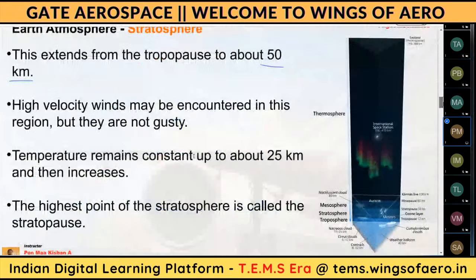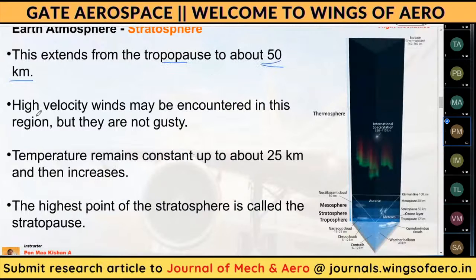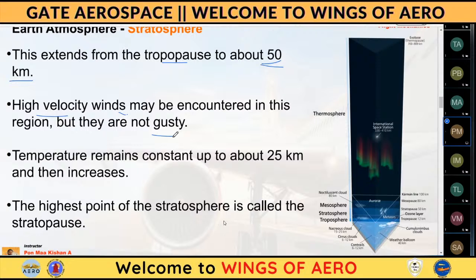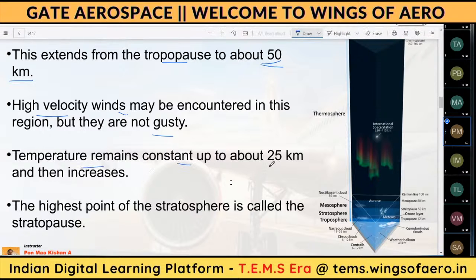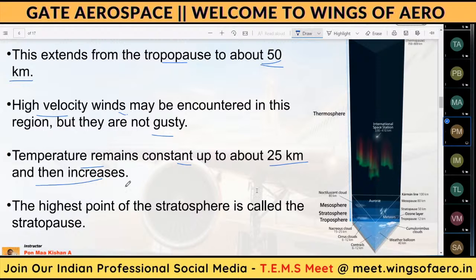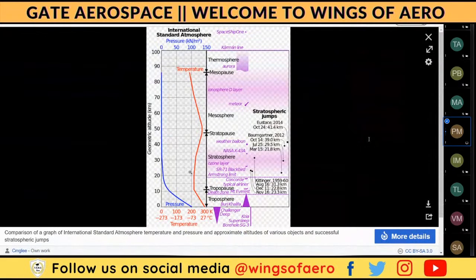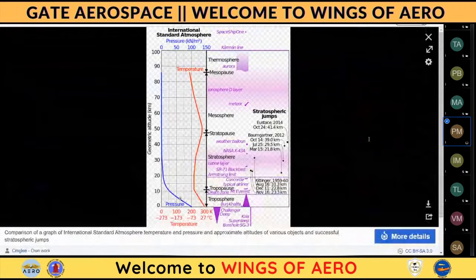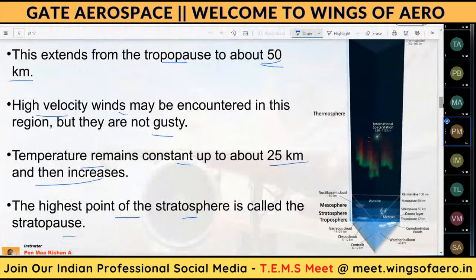The stratosphere extends from the tropopause to 50 kilometer altitude. High velocity winds will be encountered, but they are not going to be gusty type. Velocity will be high, but the turbulent and gust effect won't be there. Temperature remains constant up to 25 kilometer altitude, then it starts to increase. Kindly note it down. In the International Standard Atmosphere graph it is given as 20 kilometer altitude, but in the book it was written as 25 kilometer. You can take 20 kilometer altitude. The highest point of the stratosphere is called the stratopause, that we very well know.